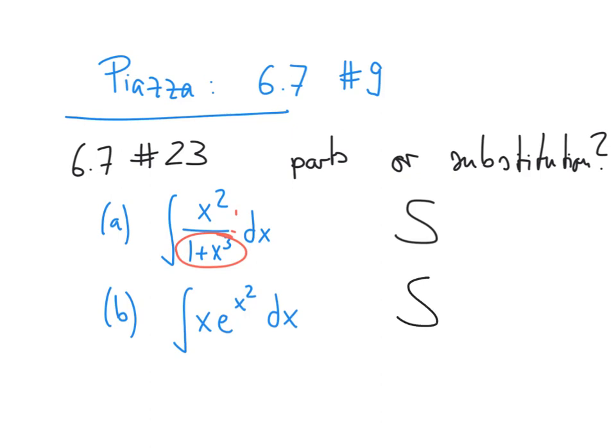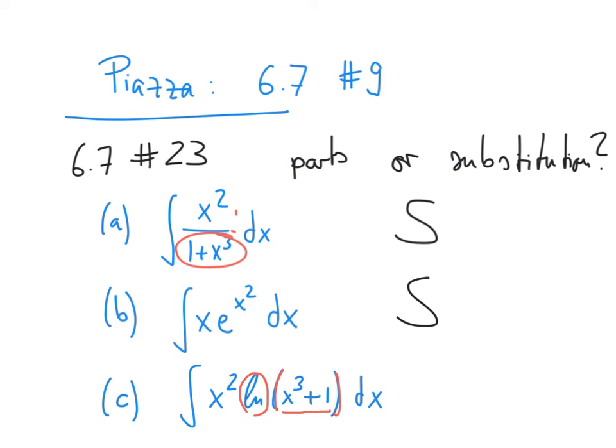Okay, so next one, C. x squared ln of x to the third plus 1 dx. So what do we have here? Well, the outer function clearly seems to be ln of something. That would make the inner function x to the third plus 1. The derivative of this would be 3x squared. And we see we have an x squared present, which up to a multiplicative constant is already the same as 3x squared. So everything works for substitution. Again, they probably should have mixed up the problems a little bit better. Okay, moving on to D.